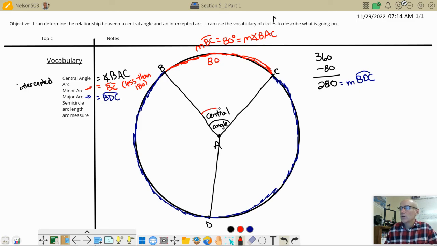It's equal to the intercepted arc. These two things are equal to each other, right? Equal to each other. 80 degrees, central angle is equal to the intercepted arc. So let's see, what have I not covered?